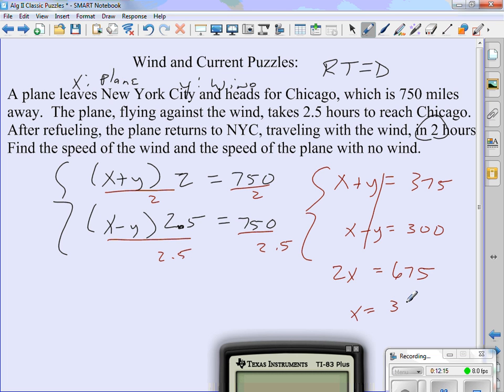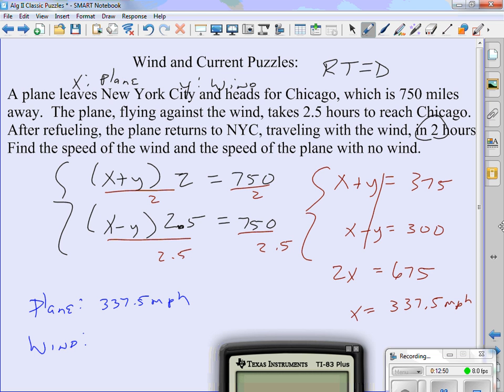337.5 miles per hour. That is how fast the plane is traveling. So the plane was 337.5 miles per hour. Now we've got to find the wind.